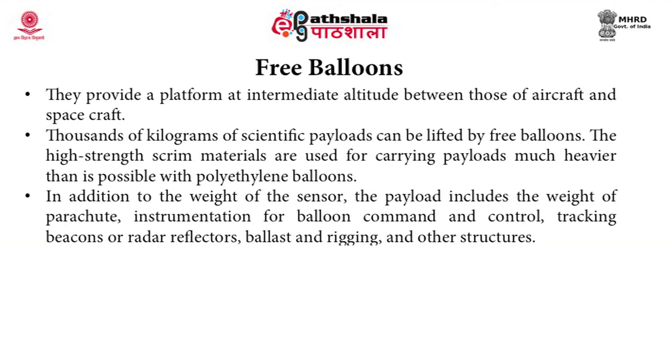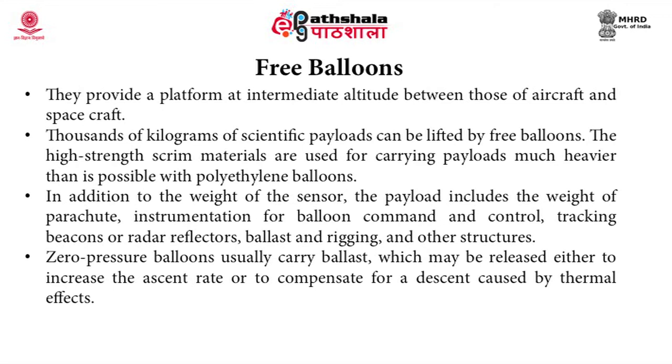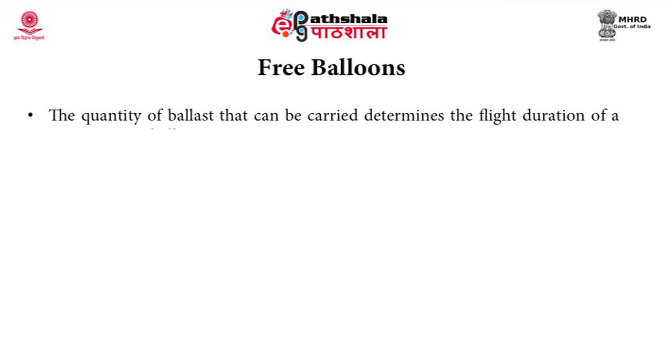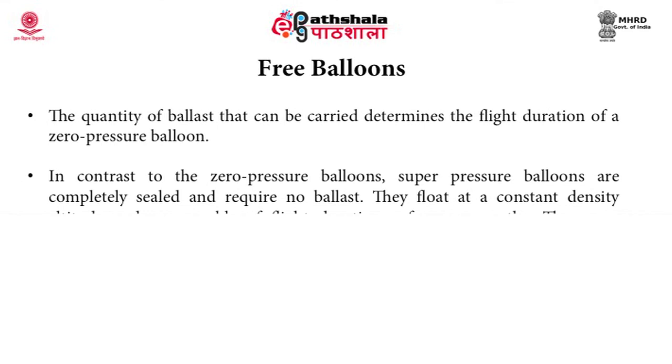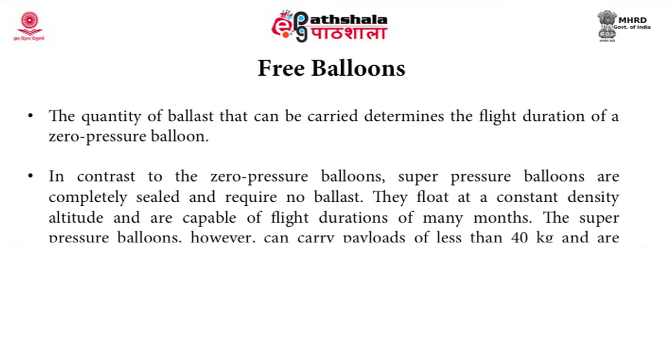Zero pressure balloons usually carry ballast, which may be released either to increase the ascent rate or to compensate for a descent caused by thermal effects. The quantity of ballast that can be carried determines the flight duration of a zero pressure balloon. In contrast, super pressure balloons are completely sealed and require no ballast. They float at a constant density altitude and are capable of flight durations of many months. The super pressure balloons, however, can carry payloads of less than 40 kg and are relatively expensive.